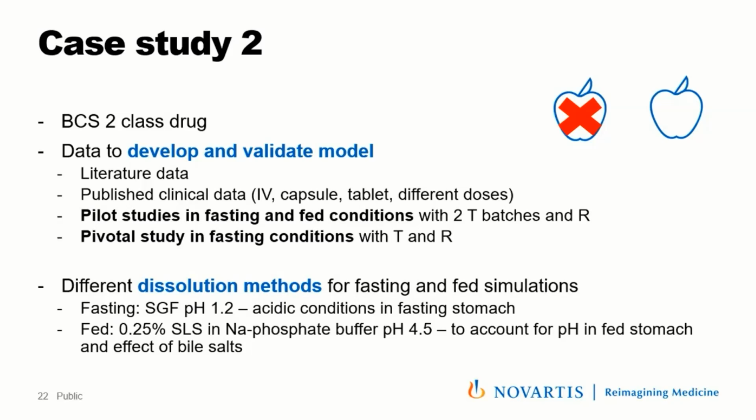To use a biorelevant dissolution method for prediction, 2 different methods were used. For fasting simulations, simulated gastric fluid with pH 1.2 was used to mimic acidic conditions in the stomach. For fed simulations, buffer with pH 4.5 and SLS was used to account for pH in the fed stomach and the effect of bile salts.